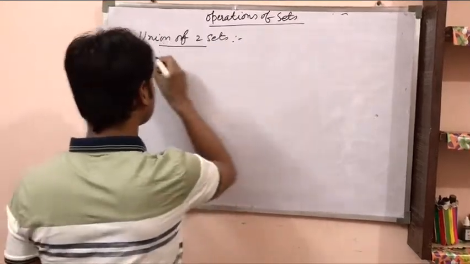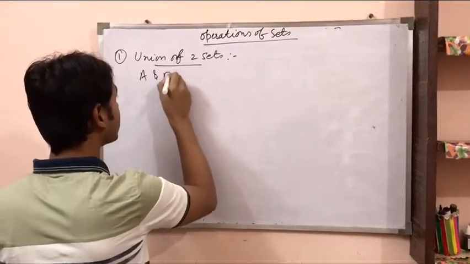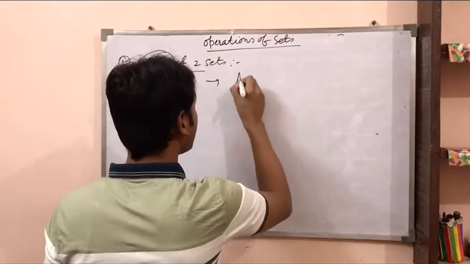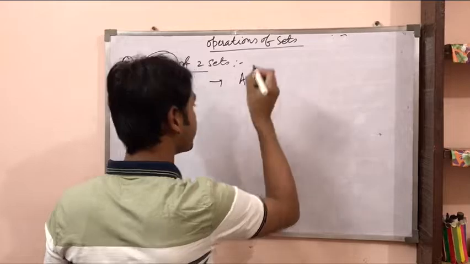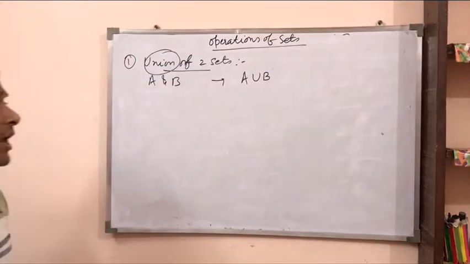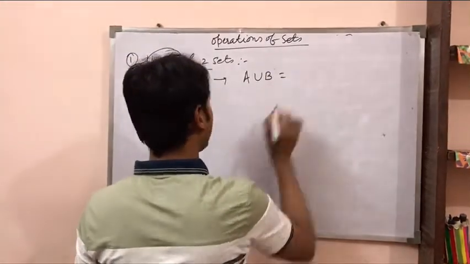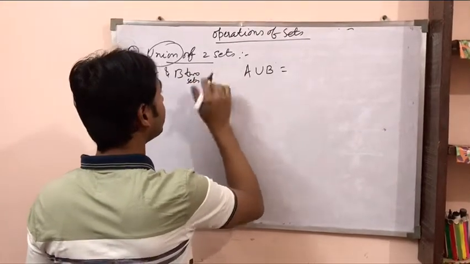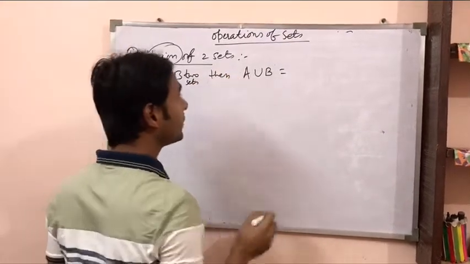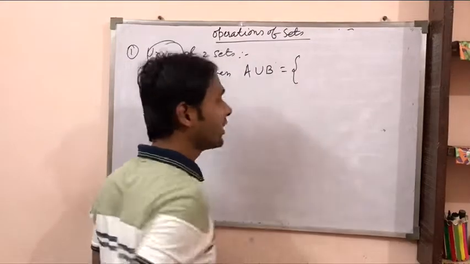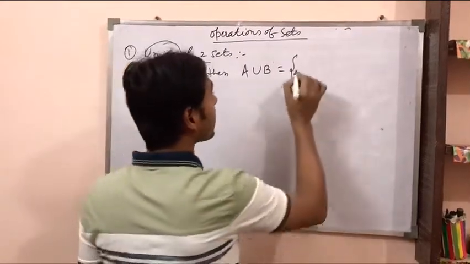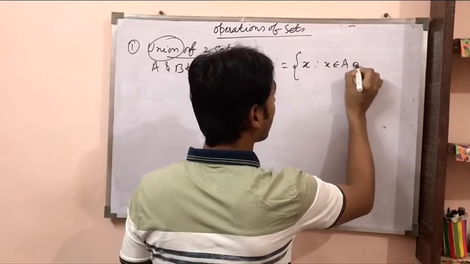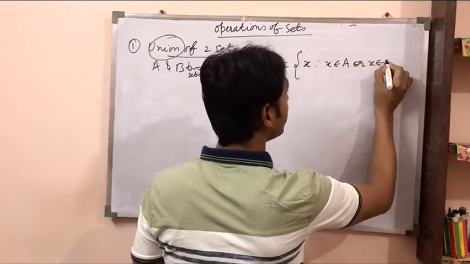Let A and B be two sets. Then their union is represented as A union B. A union B is defined as the set of points X such that X belongs to A or X belongs to B.